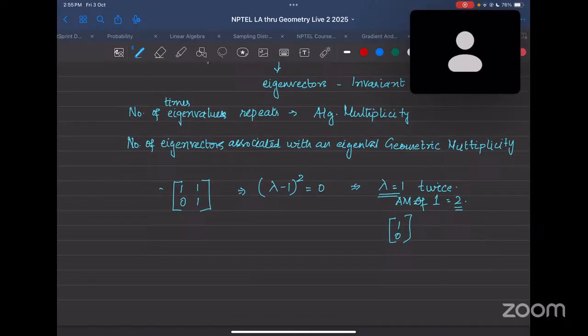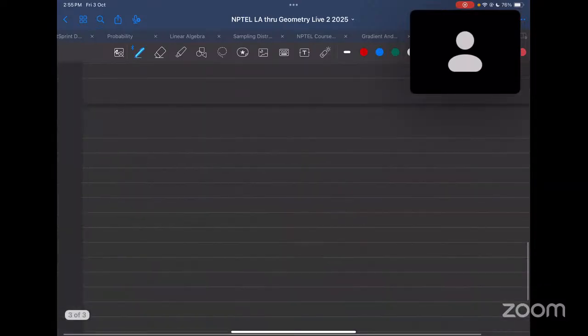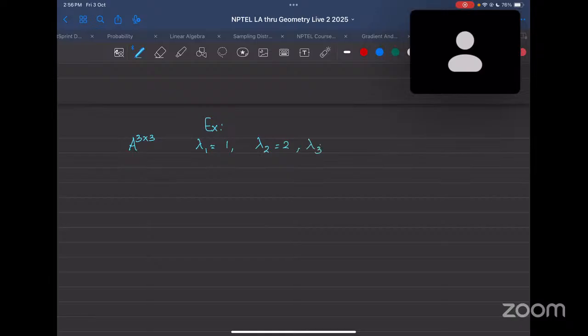So this is what we are trying to say about the algebraic multiplicity and geometric multiplicity. However, when you look at a repeated eigenvalue in 3 dimensions, suppose I take a matrix A which is 3 by 3. For a simple example, I am not considering a specific matrix, I'm just giving you an example. Lambda 1 is equal to 1, lambda 2 is equal to 2, and lambda 3 is also equal to 2.